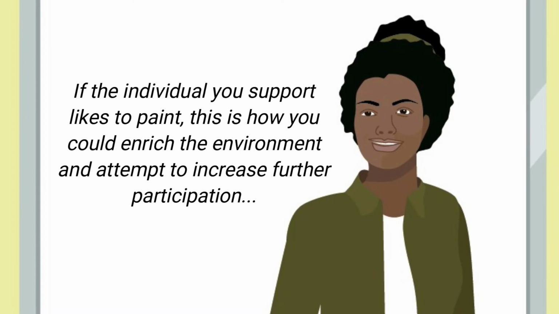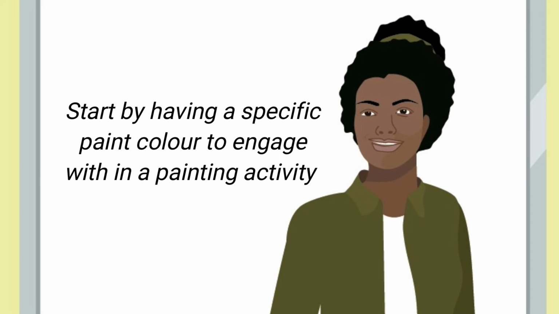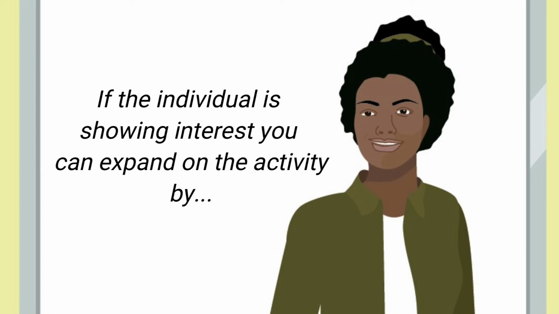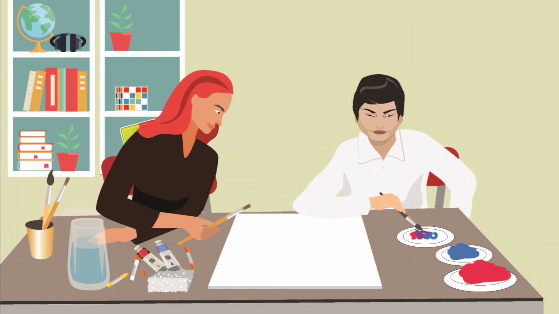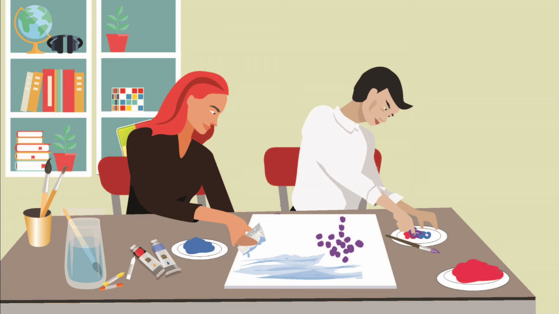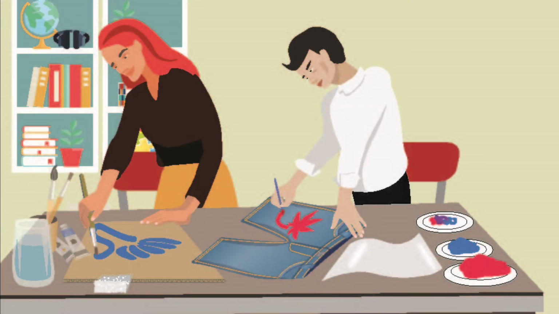Here's an example. If the individual you support likes to paint, this is how you could enrich the environment and attempt to increase further participation. Start by having a specific paint color to engage with in a painting activity. If the individual is showing interest, you can expand on the activity by having 2 colors that can be mixed together to get the specific color they like, offering different methods of painting, for example, using sponges, finger painting, and paintbrushes with soft bristle or hard bristles, and having different canvases or surfaces to paint on.